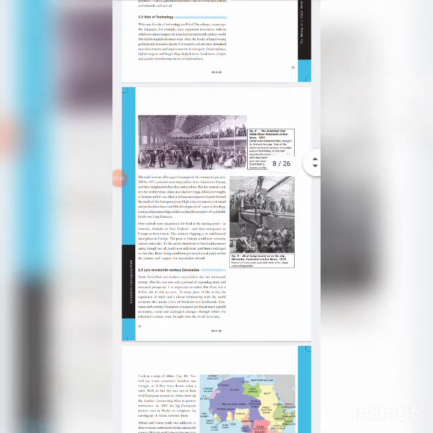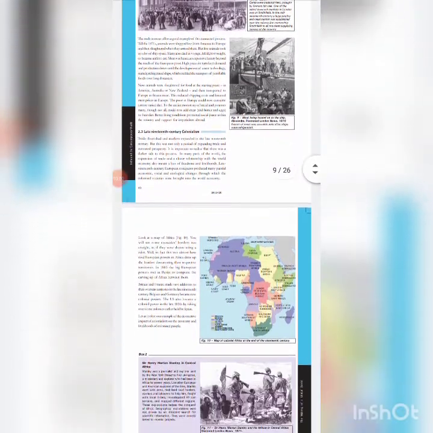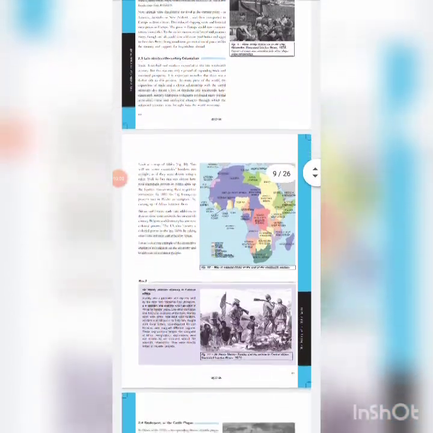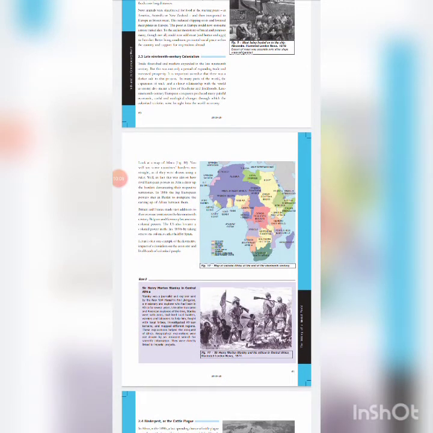Now, the late 19th century: colonialism. Trade flourished and markets expanded in the late 19th century, but it had a darker side too. As in many parts of the world, the expansion of trade and a closer relationship with the world economy meant a loss of freedoms and livelihood.